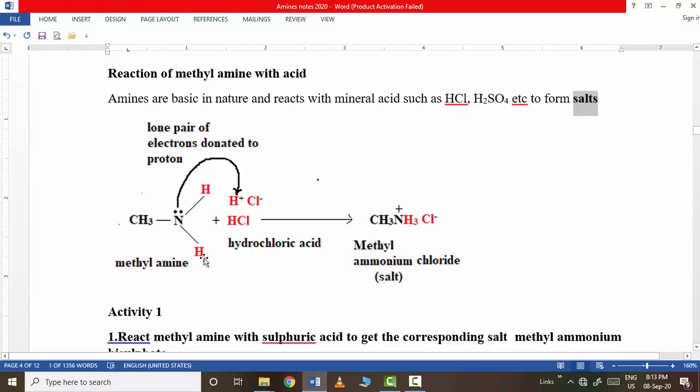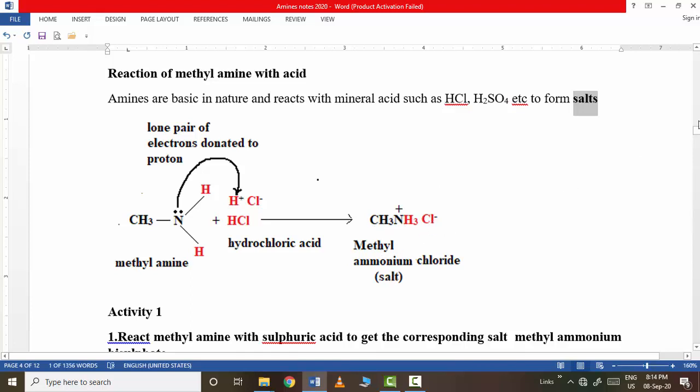So you can see initially they have only two hydrogen. With the hydrogen that is abstracted from the hydrochloric acid, there are three hydrogen now. The nitrogen develops a positive charge indicating that it has lost the lone pair of electrons. Then the chloride ion here. So the two together is methyl ammonium chloride, which is a salt.